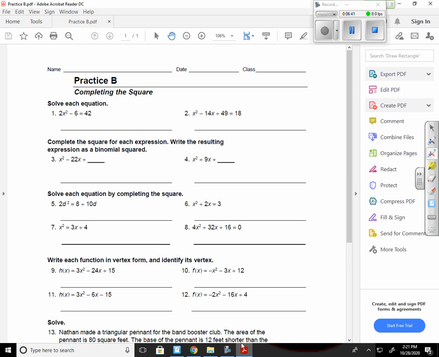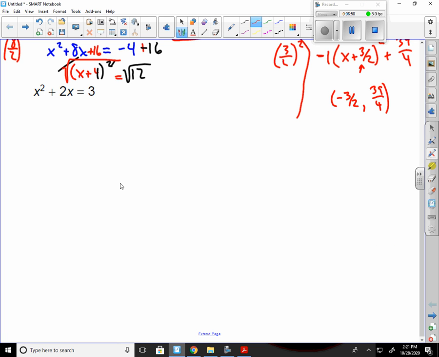Let's look at the directions for the last one here. I think it's exactly the same thing. Solve by completing the square. That's what that one is. So let's complete the square here. We do 2 over 2 squared. That gives us 1 squared, so it's x squared plus 2x plus 1 equals 3 plus 1. We added 1 to this side. We have to add 1 to this side. Then that's going to give us x plus 1 squared over here equals 4.